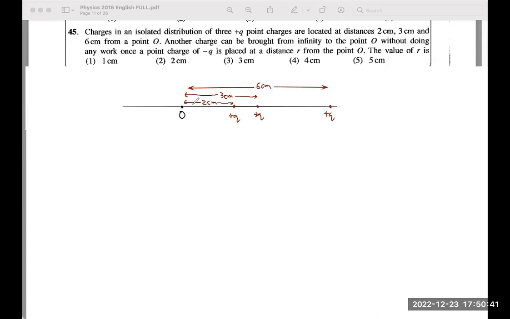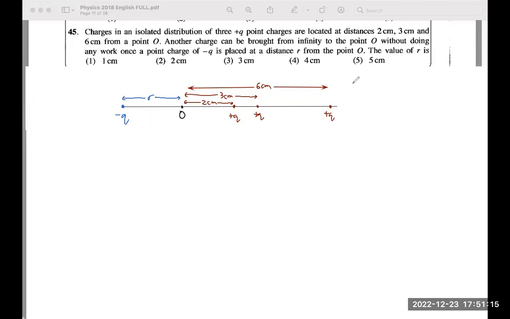Okay. So next, another charge can be brought from infinity to point O without doing any work once a point charge minus q is placed at distance r from point O. So I have to place that minus q charge at a distance r from point O. I'll just say minus q at distance r. I am placing it on the other side because due to these plus charges on the right side, at O there will be a positive electric potential.